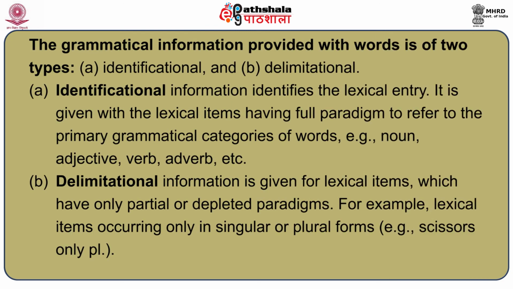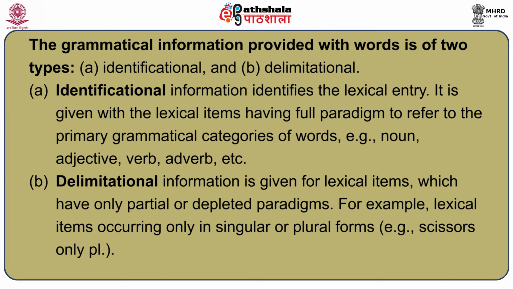There are different ways of providing grammatical information. The usual lexicographic practice is that all relevant grammatical information is provided either with each headword, or in an appendix, or in the introduction. The grammatical information provided with words is of two types: identificational grammatical information and delimitational grammatical information.